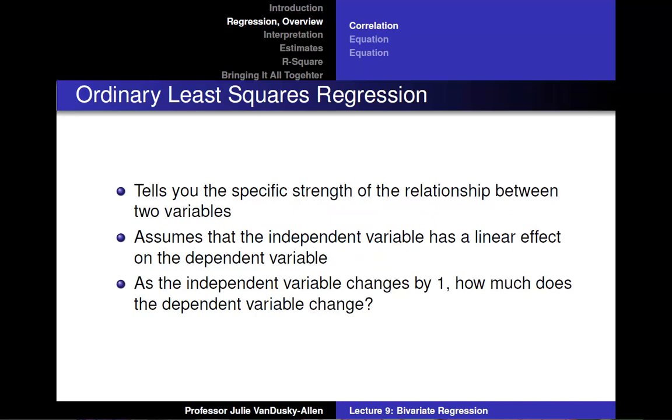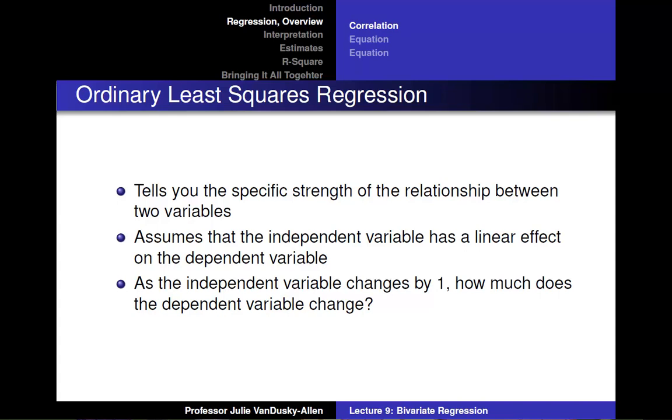In this lecture, I'm going to talk about ordinary least squares regression. Ordinary least squares regression tells you the specific strength of the relationship between an independent and dependent variable. It assumes that the independent variable has a linear effect on the dependent variable. In other words, it assumes that the effect of the independent variable on the dependent variable is the same across all values of the independent variable.